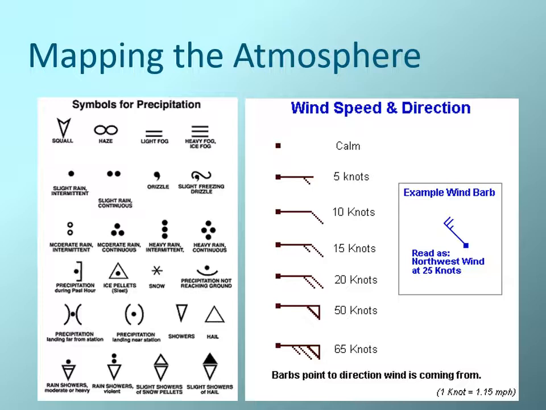And then on the right, we have another example of a wind barb. As far as speed, this represents 25 knots because there are two longer lines and then one half line. So that's 25 knots. And the main barb here is pointed toward the northwest. So that means the wind is coming from the northwest.